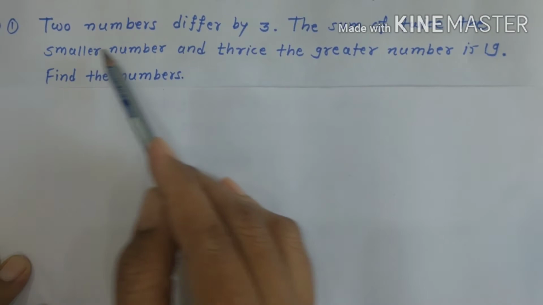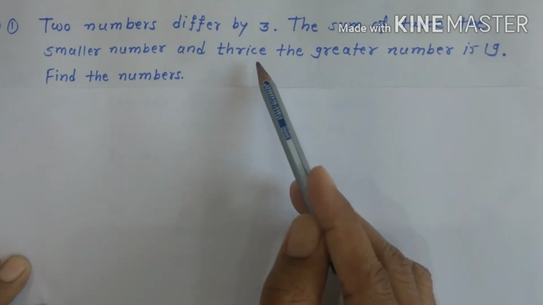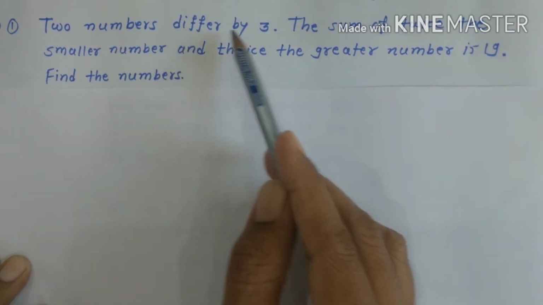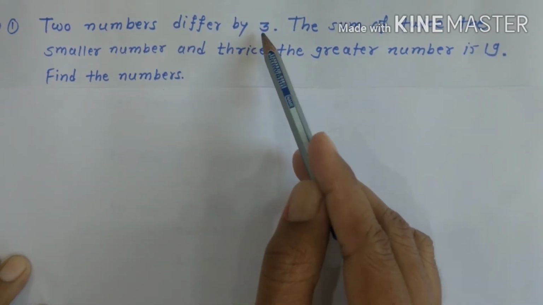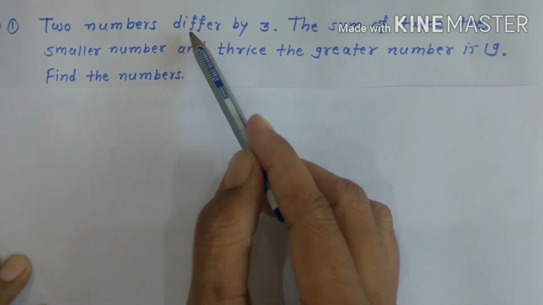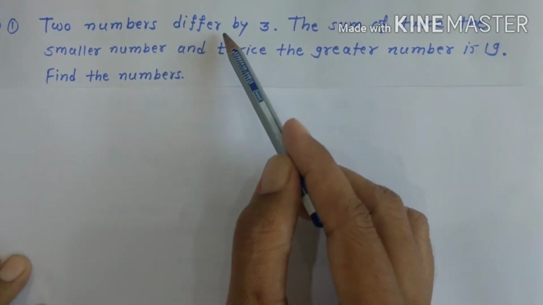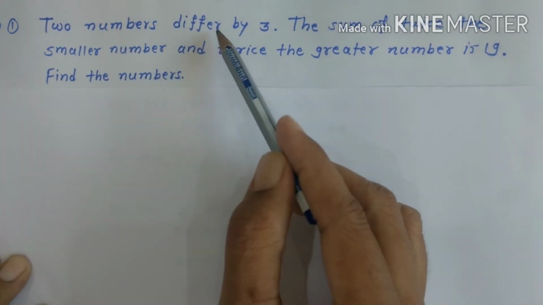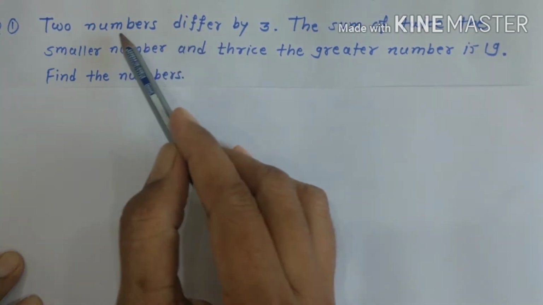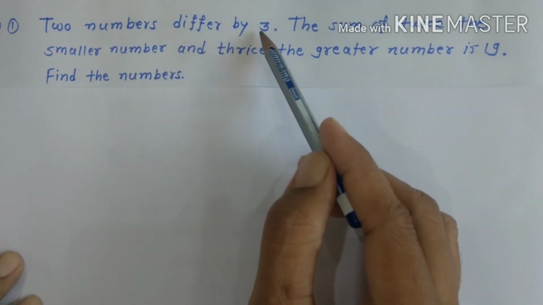First, identify the conditions given in the problem. Read the first line again. Two numbers differ by 3. Here is the first condition. So it is clear that one number is greater and another number is smaller. Differ means difference. So the difference between two numbers is 3.